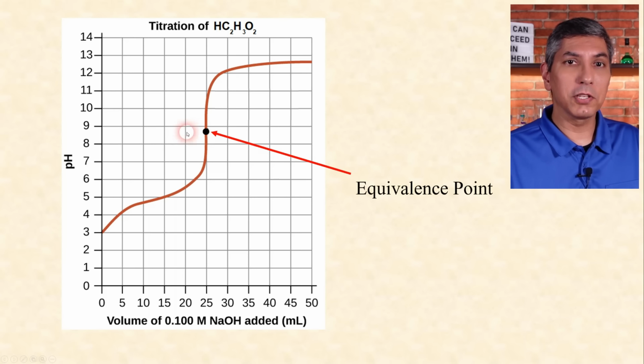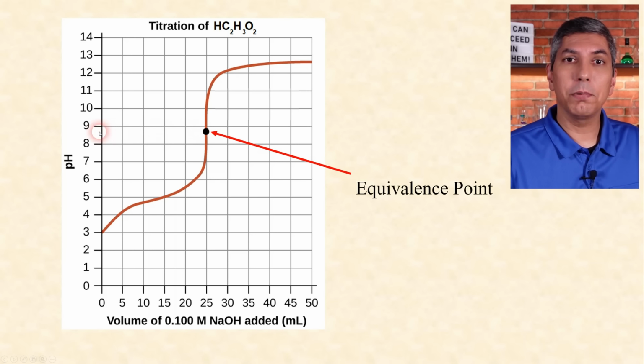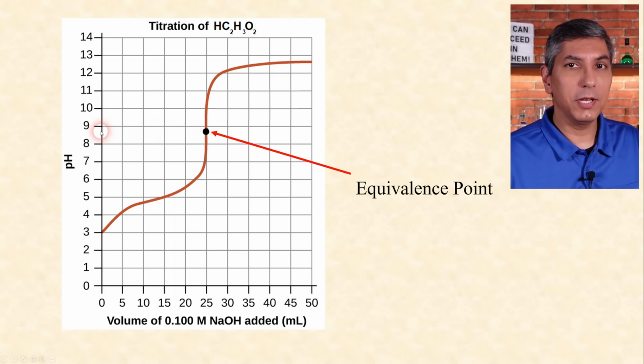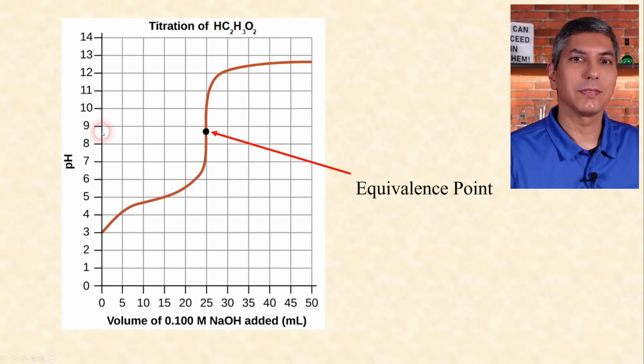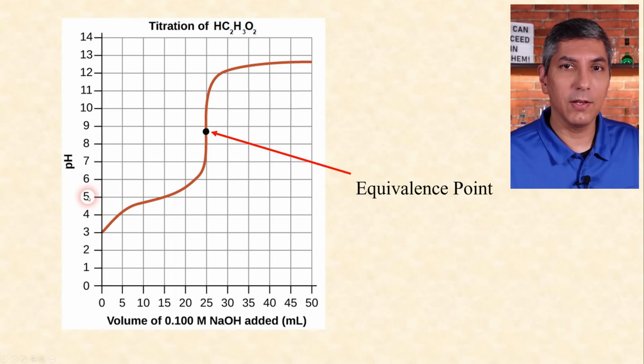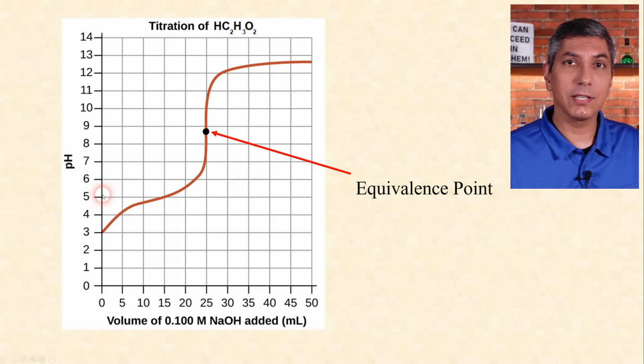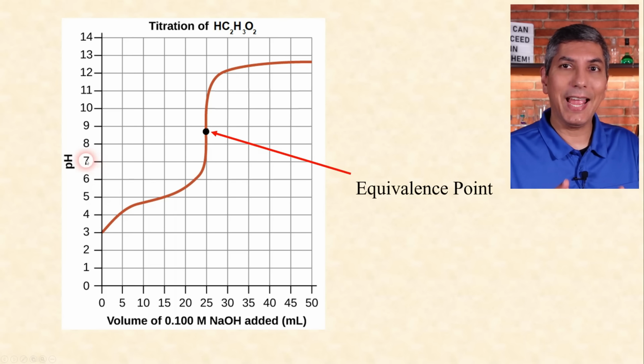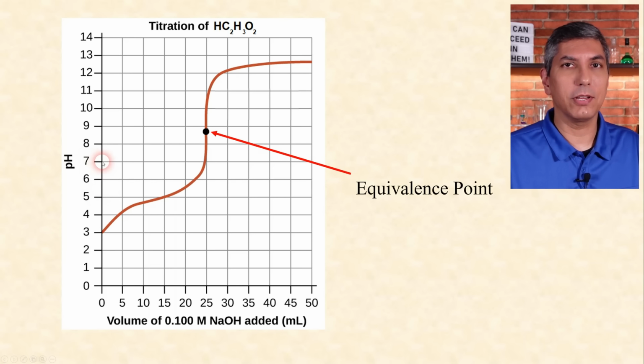Since the equivalence point for this titration has a pH greater than 7, we know that it's a strong base, weak acid titration. If the equivalence point had been less than pH 7, it would have been a strong acid, weak base titration. And if the equivalence point had been exactly pH 7, then it would have been a strong base, strong acid titration.